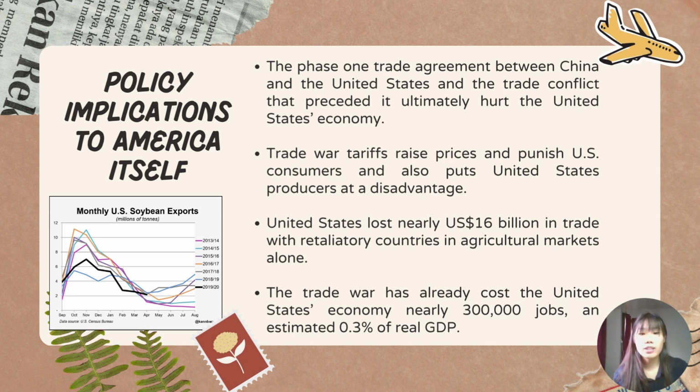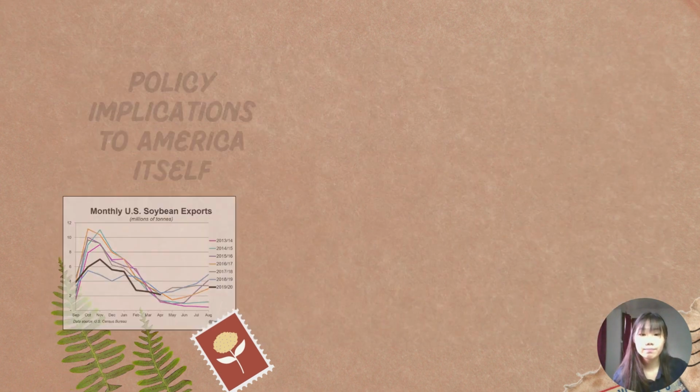Besides, retaliatory tariffs cut United States agriculture exports by $27 billion between the tariff imposition in mid-2018 and the end of 2019. Soybeans, in particular, account for most of the decline, which is 71%, followed by sorghum and pork. The United States lost nearly $16 billion in trade of agricultural markets alone. Due to the trade war, the United States economy slowed and business investment froze. The trade war had already cost the United States economy nearly 300,000 jobs and an estimated 0.3% of real GDP.